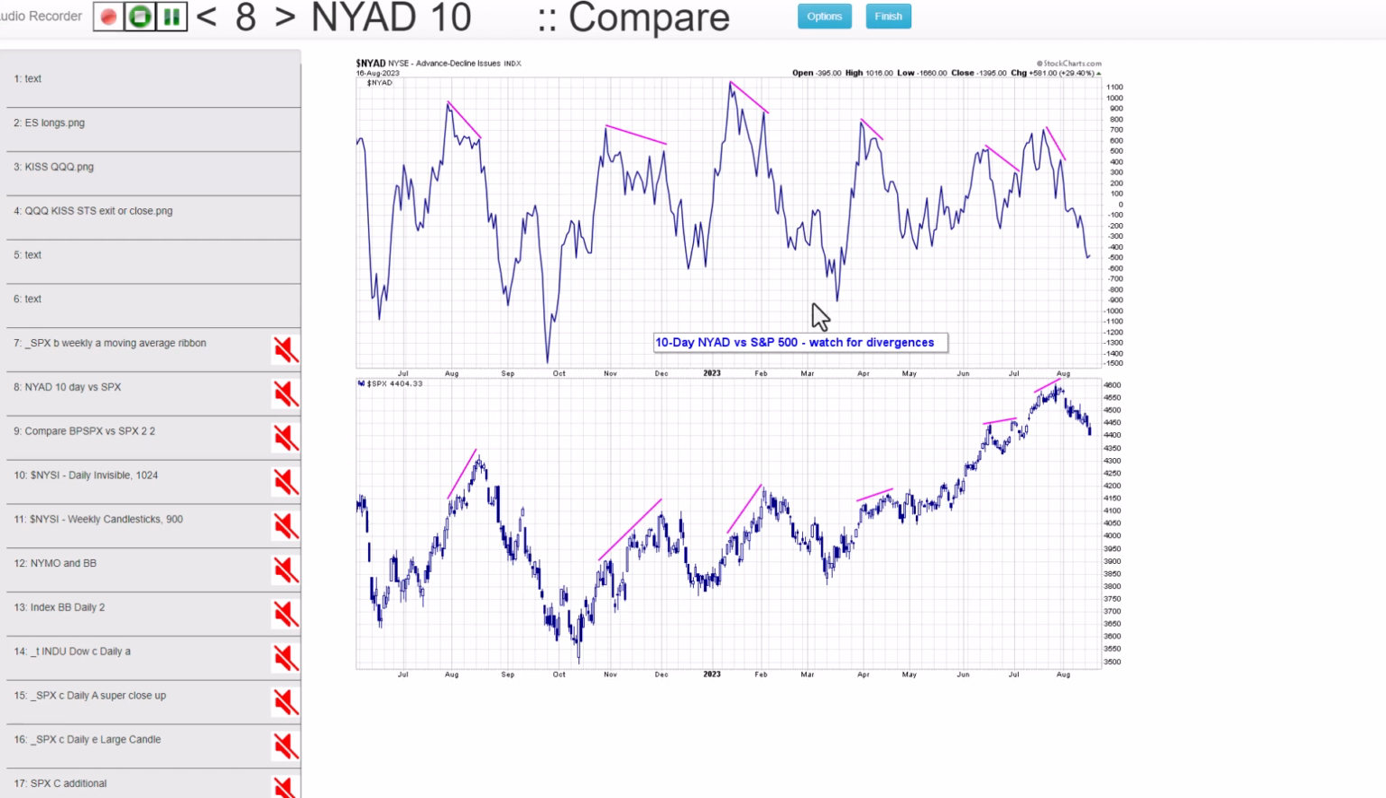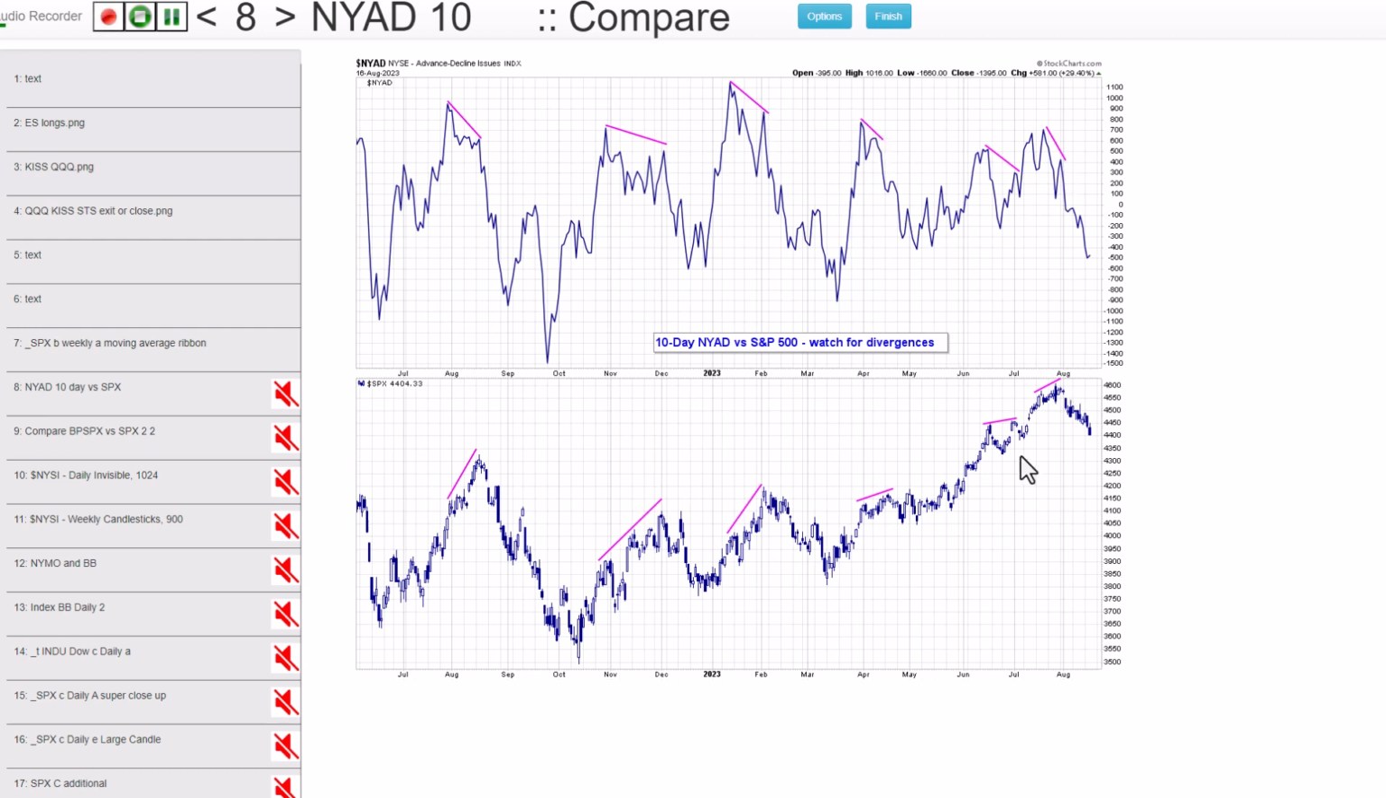Over the years, I've built a lot of these custom indicators. You should really save some of these on your own and start utilizing them. So this is the NYAD, that's the NYSE Advanced Decline Issues. This is the 10-day average versus the S&P, and you can see whenever you get these lower highs in the NYAD and higher highs on the S&P, very powerful about pointing out these major little inflection point tops.